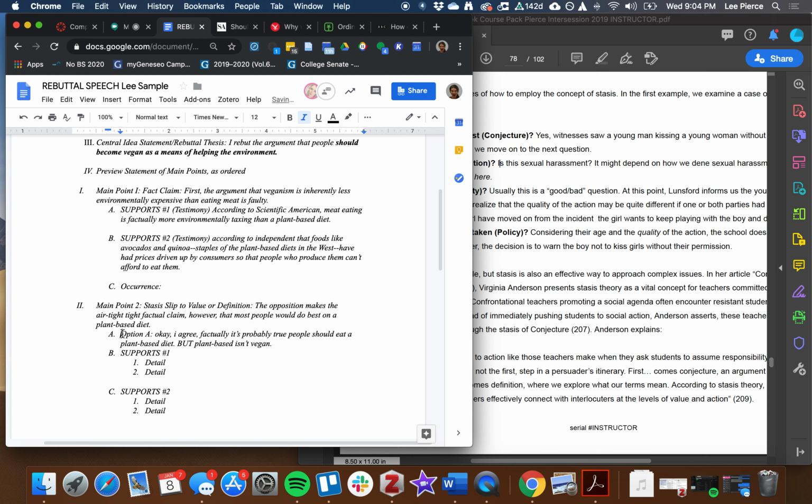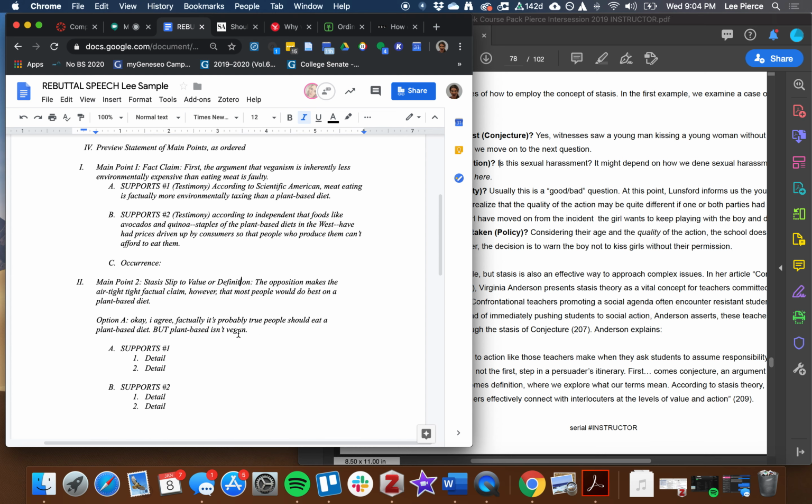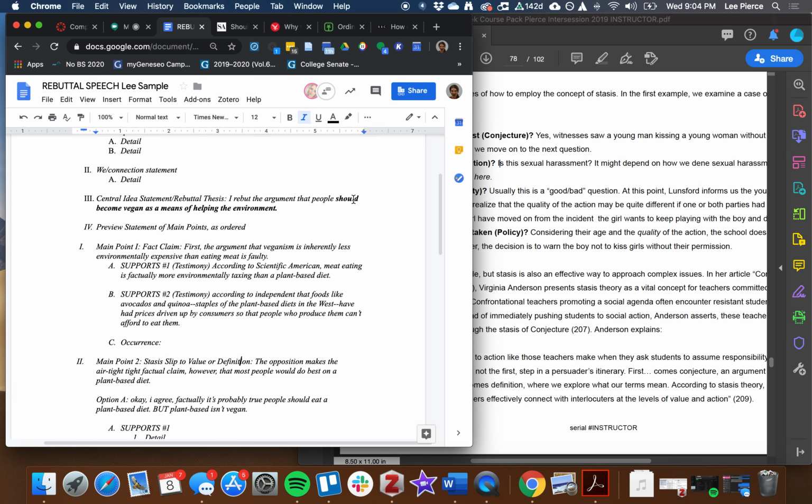This is kind of weird, because these really aren't main points. So this would go here, right? You would take this and you would move it in place of this, okay? So option A, all right, great. Yep, you're right. Plant-based diets are good. Agreed. But here's the thing. Plant-based isn't vegan. So I'm still proving that the argument people should become vegan because it helps the environment is not true. It's all you have to prove.